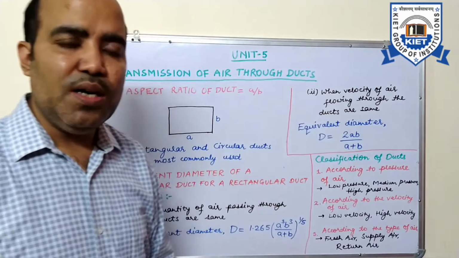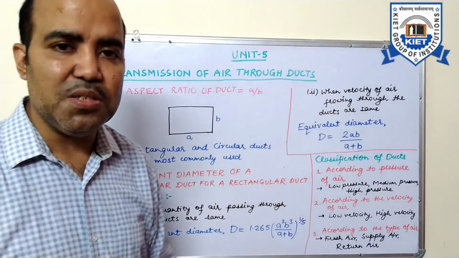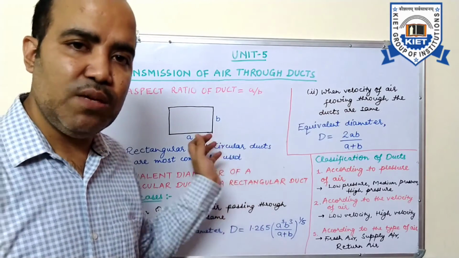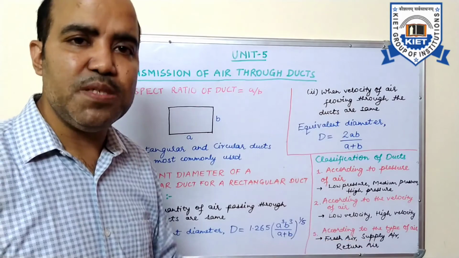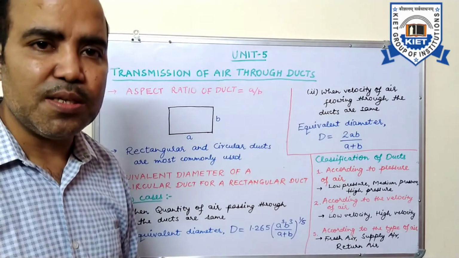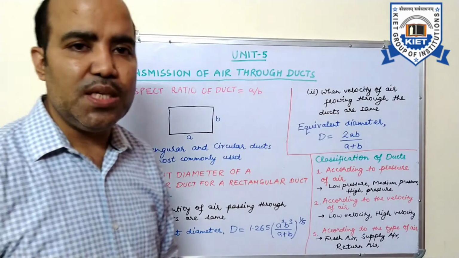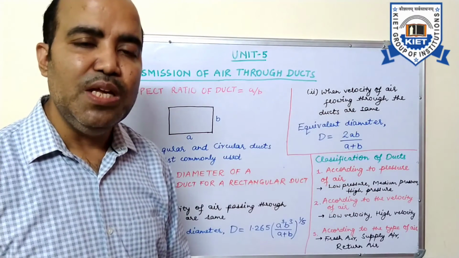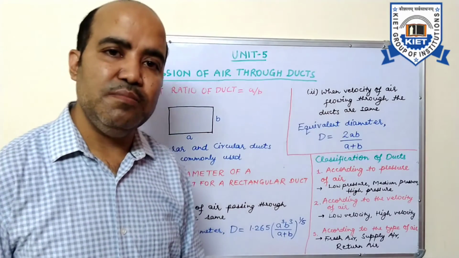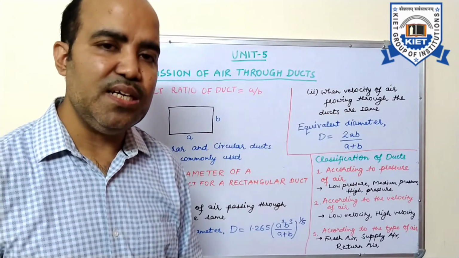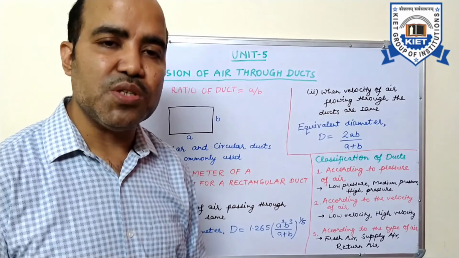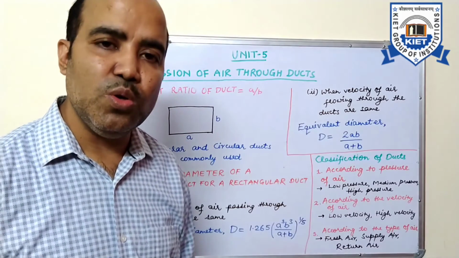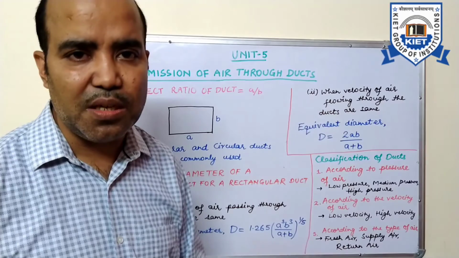Now ducts are classified based on a number of parameters. One of them is the shape. If the shape of the duct is rectangular, we call it a rectangular duct, or if the shape is circular, we call it a circular duct. Another basis of classification is the pressure of air. In ducts, pressure is generally measured in terms of head of water, specified in mm. So we deal with mm of water when we classify the duct into low pressure, medium pressure or high pressure category.